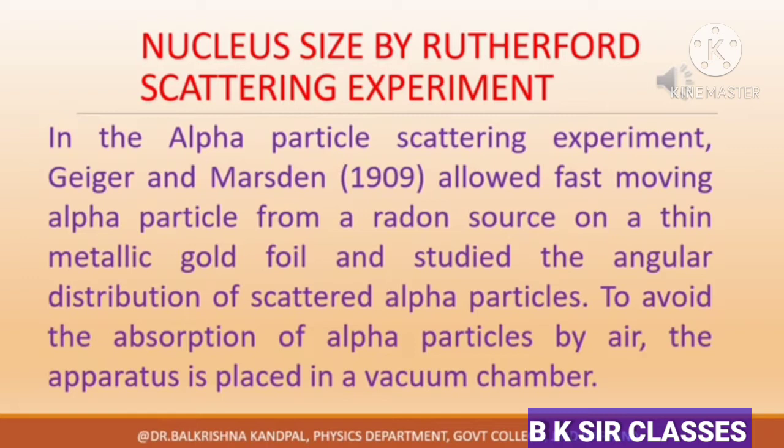In the alpha particle scattering experiment, Geiger and Marsden in 1909 allowed fast moving alpha particles from a radon source onto a thin metallic gold foil and studied the angular distribution of the scattered alpha particles. To avoid the absorption of alpha particles by air, the apparatus is placed in a vacuum chamber.